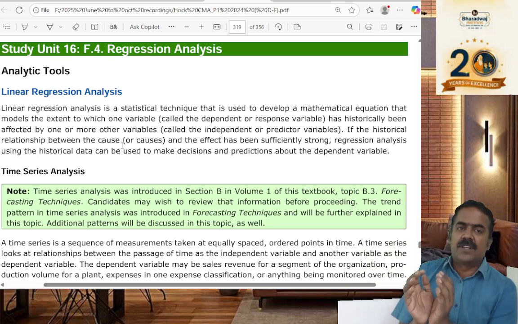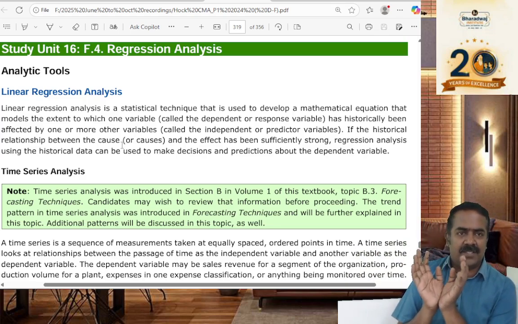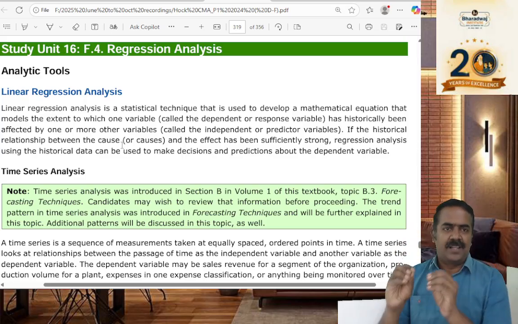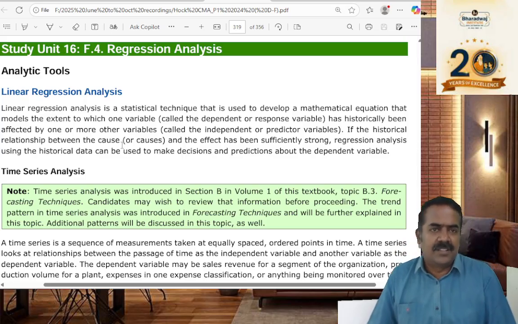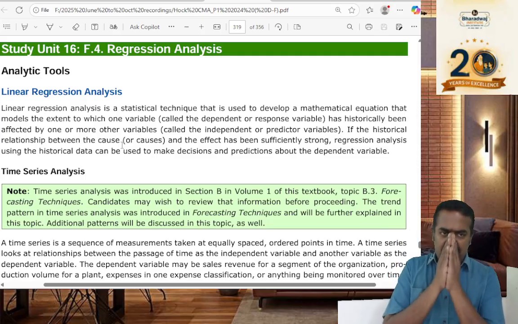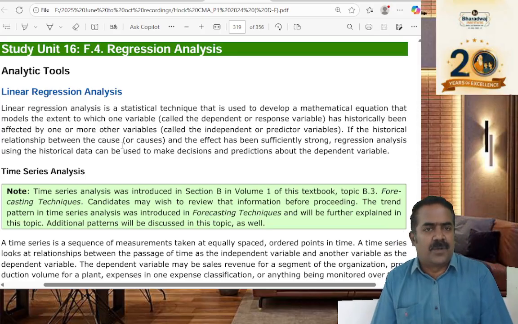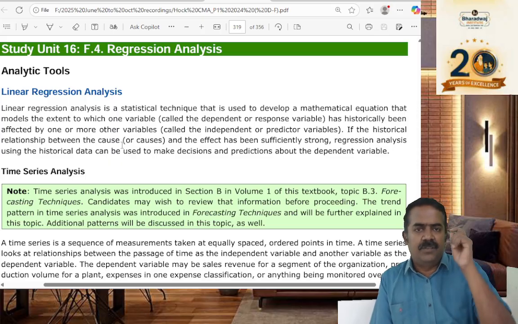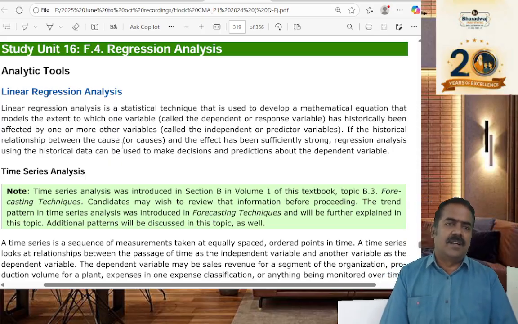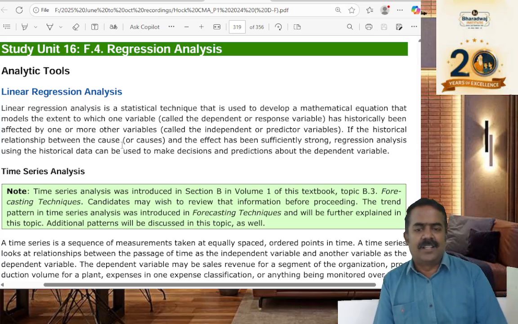If you just express a relationship, that is called as what? Correlation. There is positive, negative, or it can be no correlation. Like that, we just express. We just check the relationship, that is called as what? Correlation. But if you predict using a relationship or model, that is called as what?